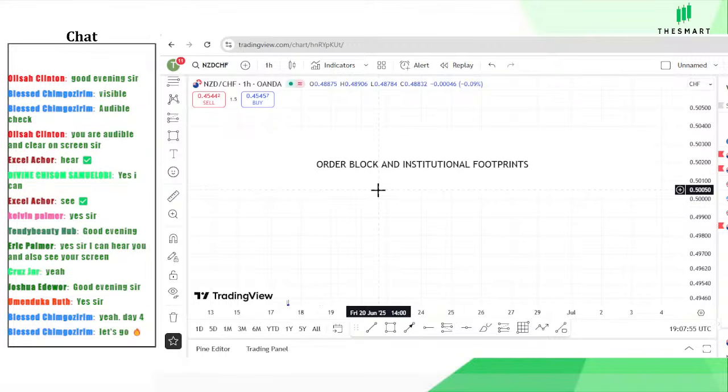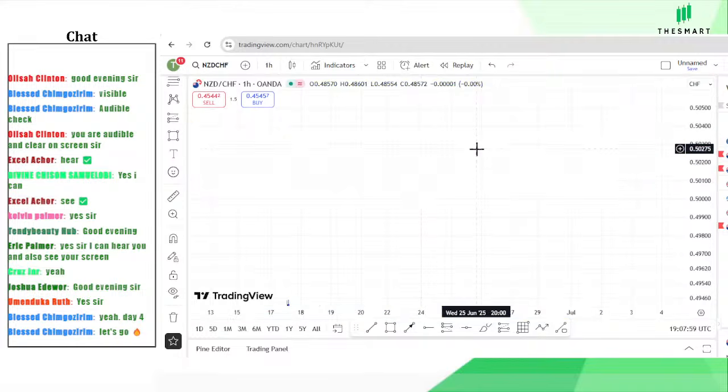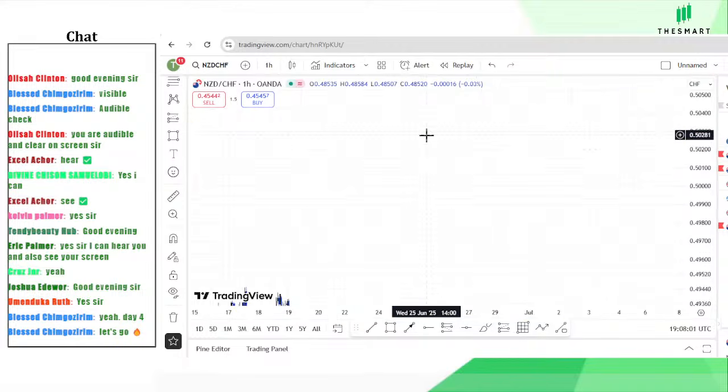So let me take this off. Now I'll be listing the criteria that we'll need for a valid order block. I'll list the criteria before I draw what I mean by an order block, or I should go ahead, okay, let's just draw what we mean by order blocks first.